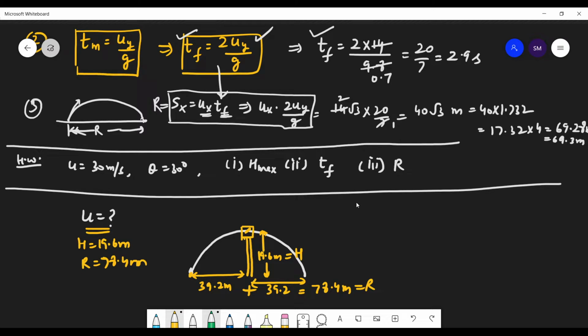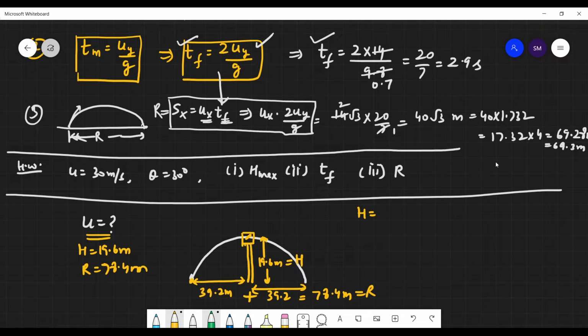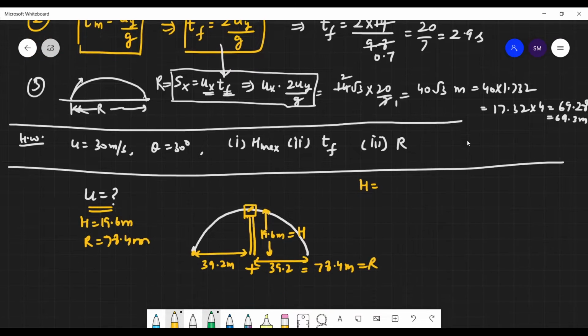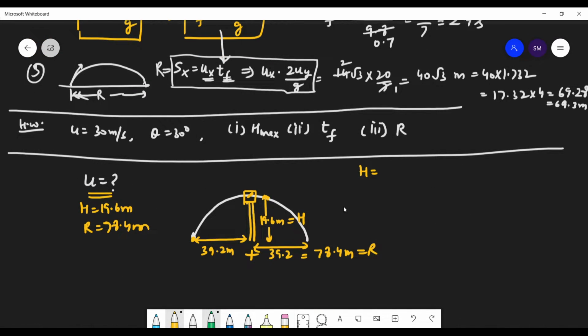So what is the formula for height? We have just calculated it. What is the formula for height, students? Maximum height? Uy square upon 2g. Yes. And what is the formula for the range? 2ux uy upon g, isn't it? This is the formula for range.